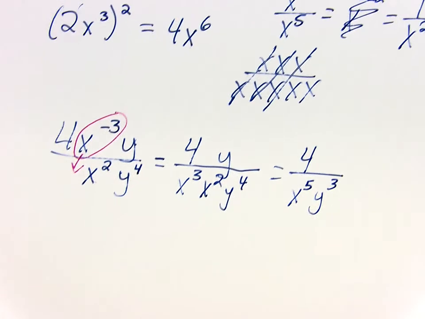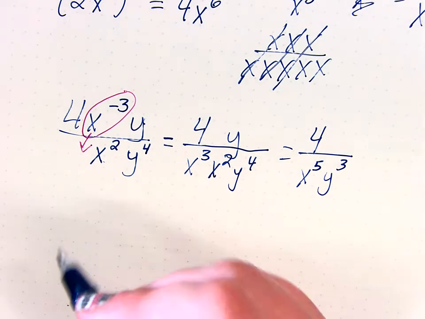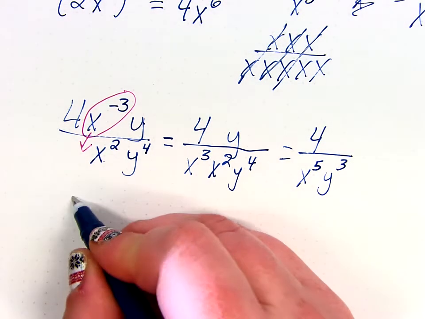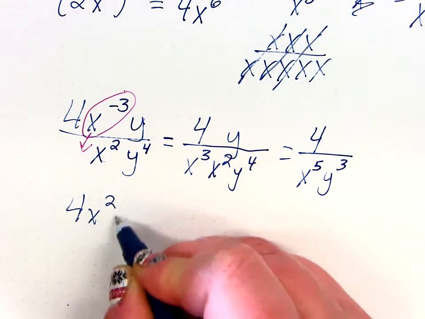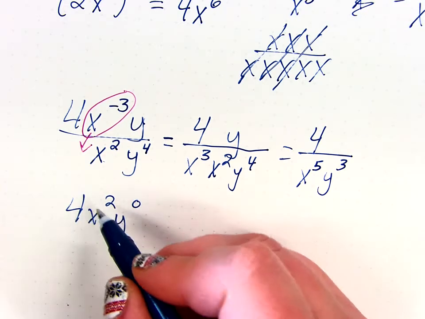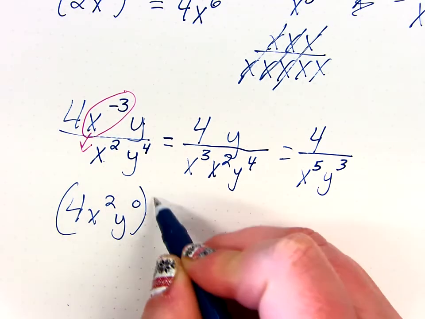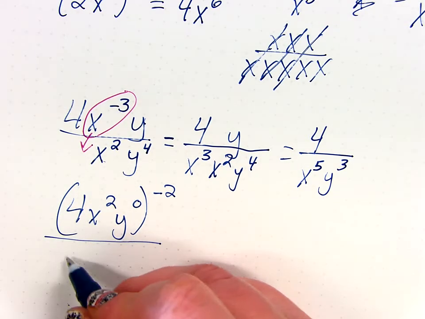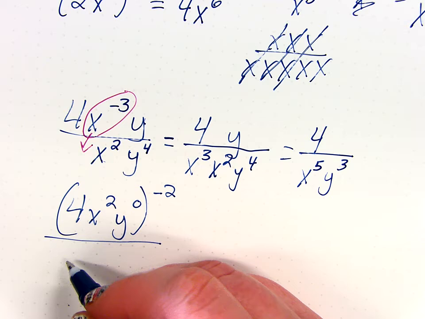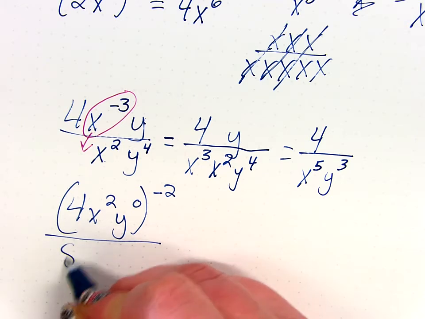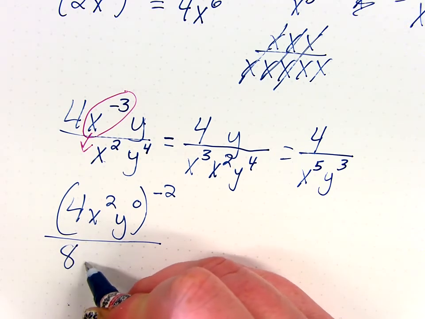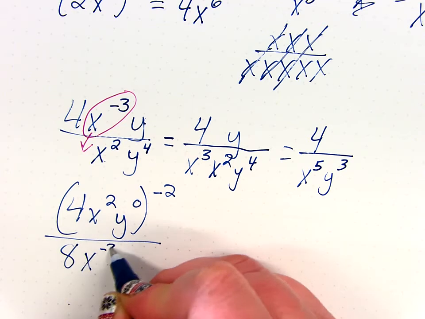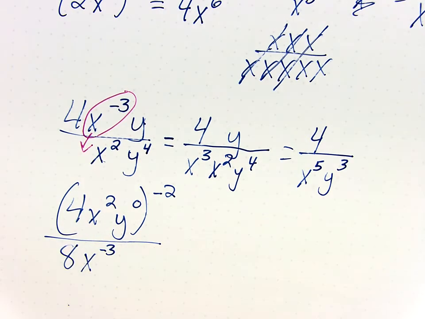Okay, let's put some of these together. What if I had 4x squared y to the 0, and then I was going to raise that to the negative second power, and all of that was over 8x to the negative third. Let's just do that.